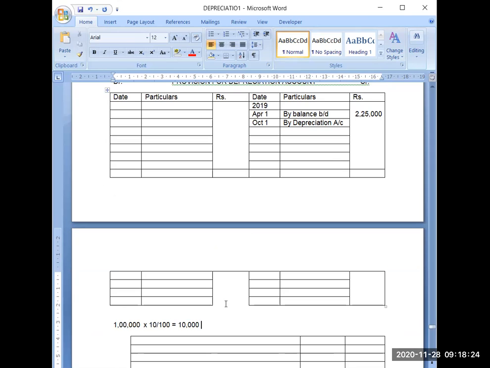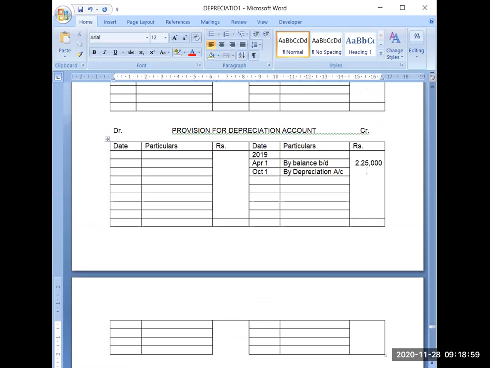But because we have sold out this machine after 6 months, in this year we have used this machine from April 1 to October 1. So that will be a period of 6 months. That's why we will take half, and we will get the depreciation for this machine. Because it is not the written down value method, we don't need the written down value of this machine as on the date. We can directly calculate the 6 months depreciation with the help of its cost, because it is the original cost method. So first we will charge the depreciation of this year, 5,000.